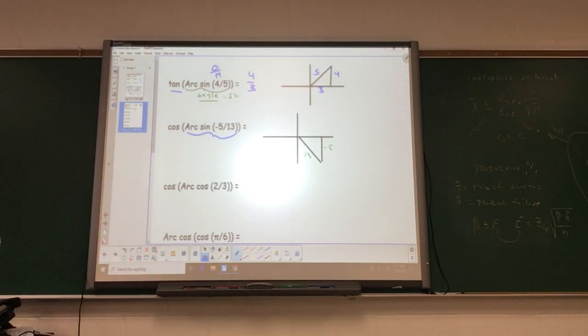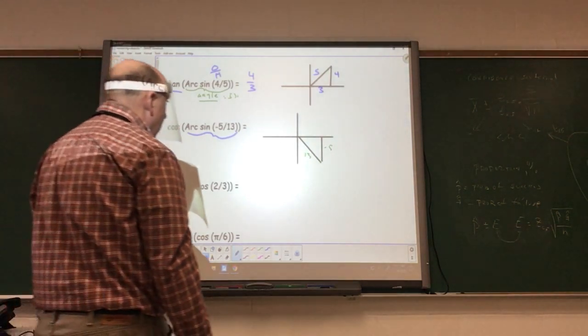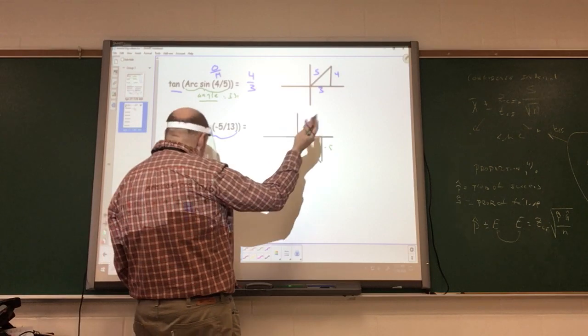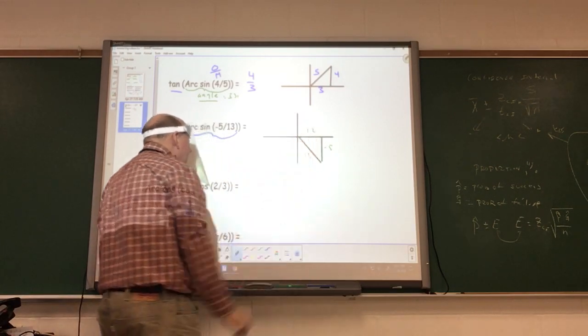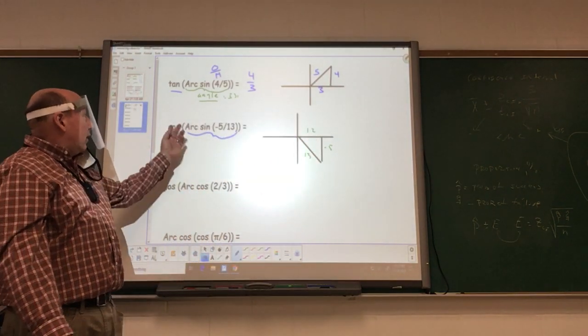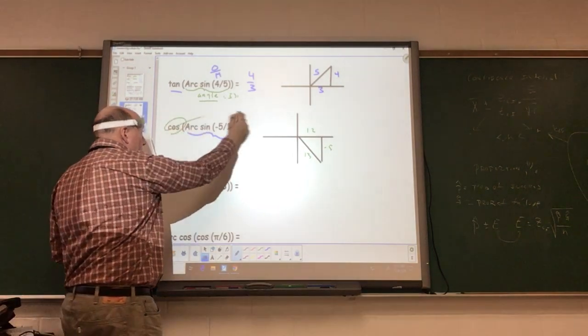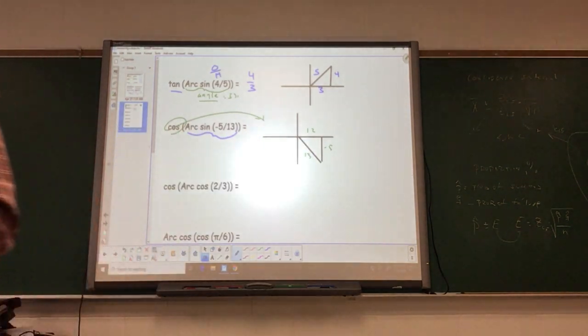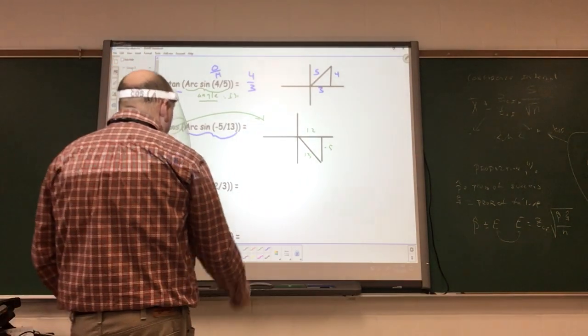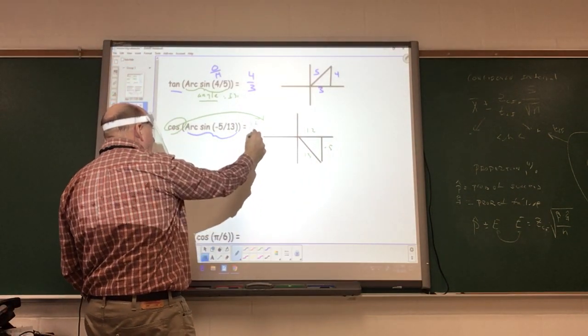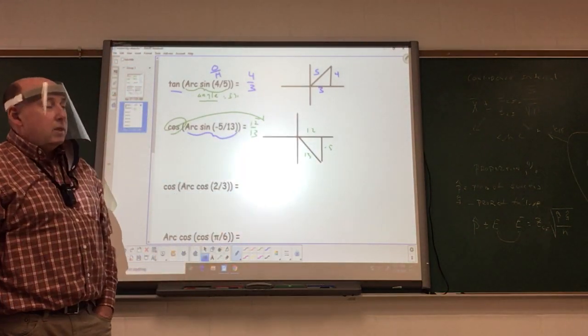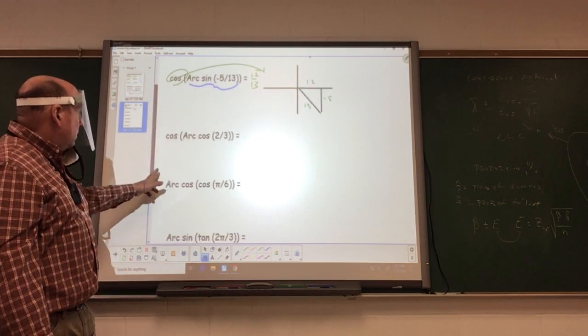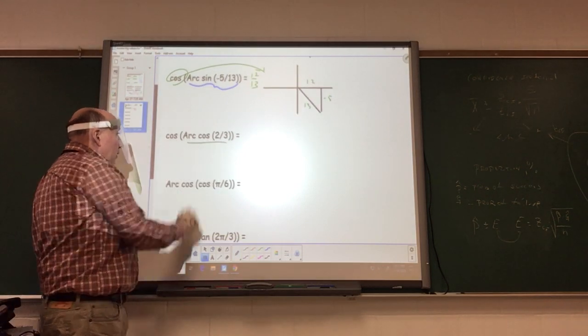I got a 5, I got a 12. Emma, what's the third side? Alright, sorry, 5 and a 13. What's the third side? 12. There we go. So now I'm going to look at the cosine of this triangle. If I take a look at the cosine of that triangle, Carter, what do we have? 12/13.